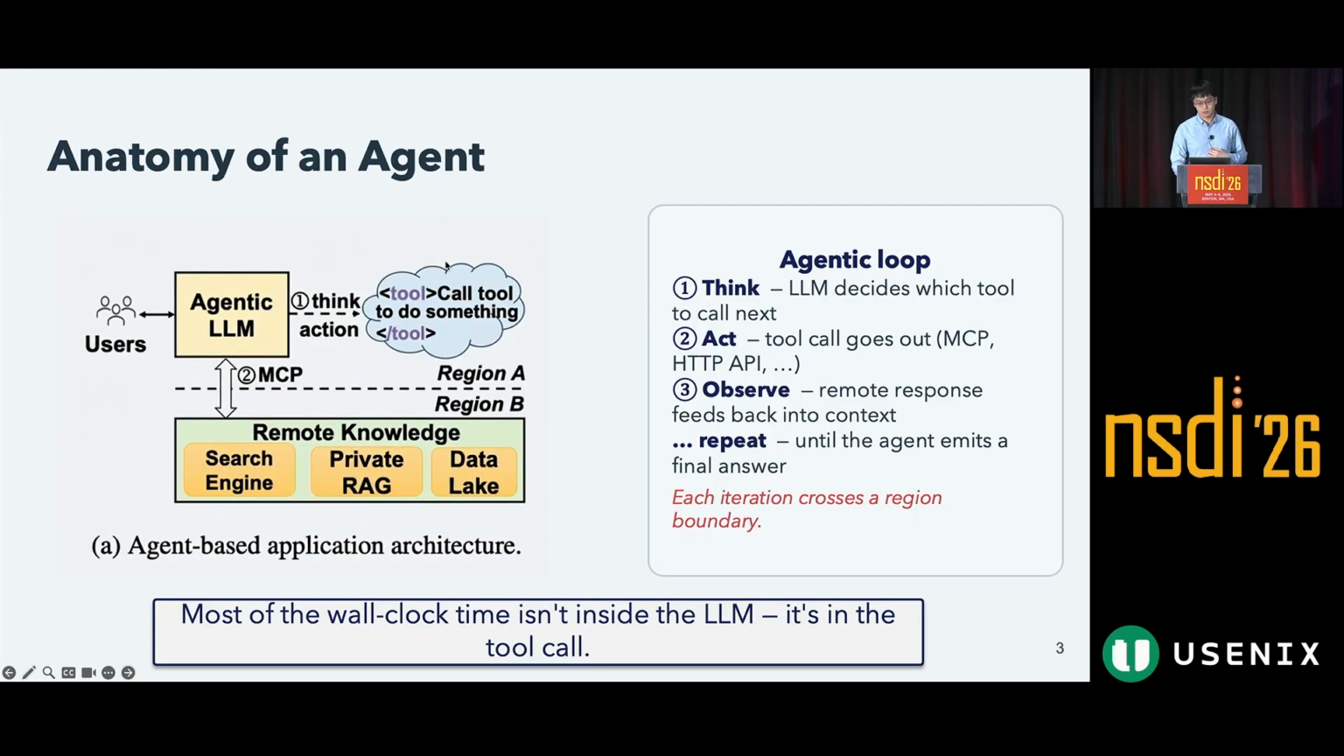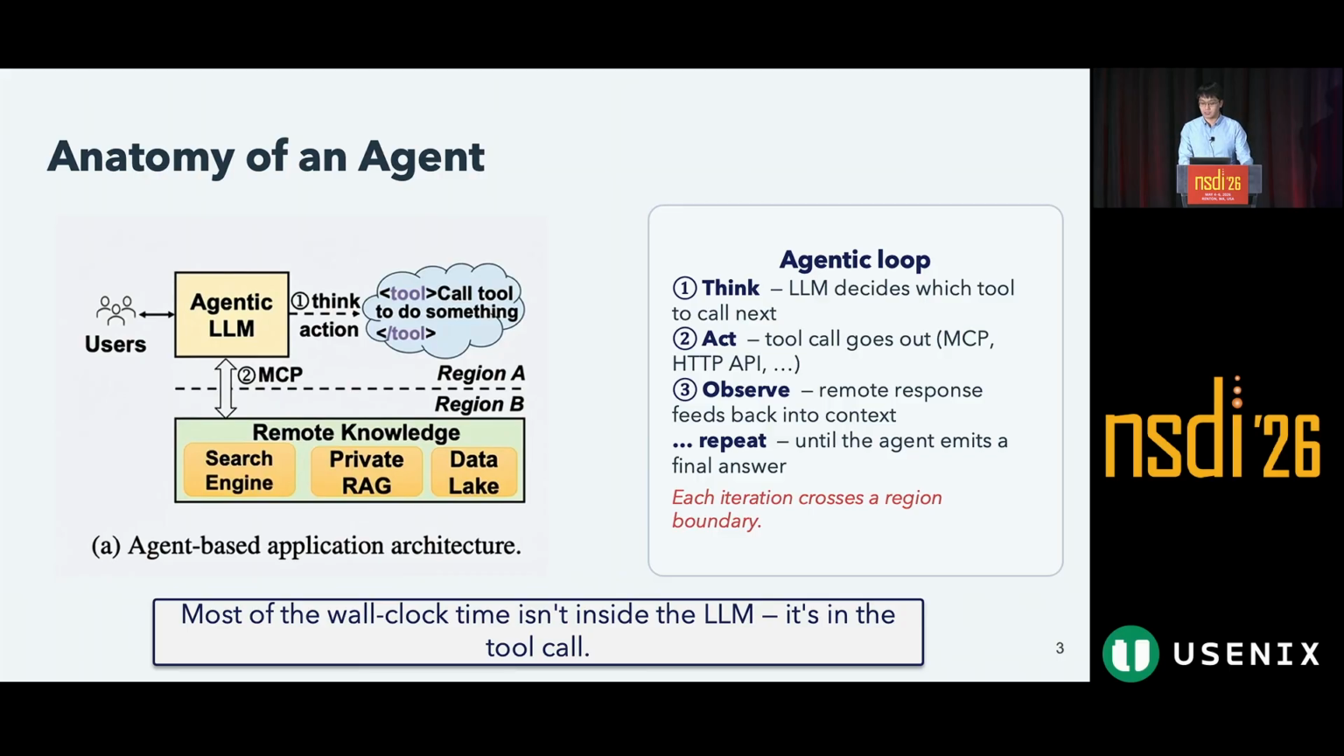So what does an agent actually do? The diagram on the left shows the loop. Usually it consists of 3 steps. The LLM decides which tool to call. This is the thinking step. Then the call goes out over a network to a tool. That's the latency hit. The response of the tool feeds back into the context, and then the cycle repeats again and again, sometimes a dozen times, until the agent emits the final answer back to the user.